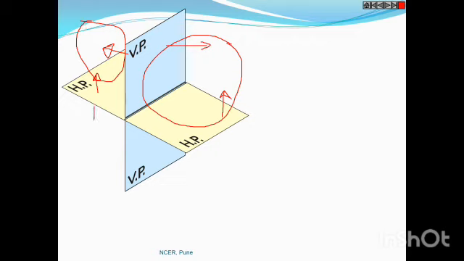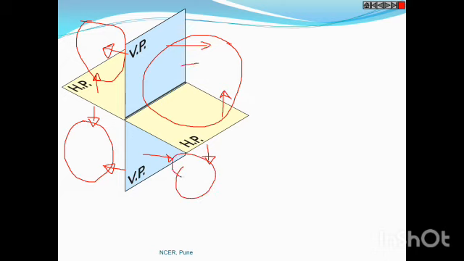Third quadrant is below the HP and behind the VP. So this part is called the third quadrant, and the remaining part, that is below the HP and in front of the VP, is the fourth quadrant.